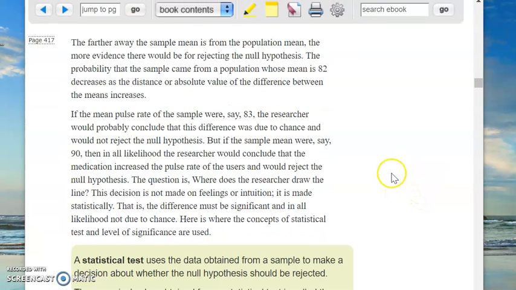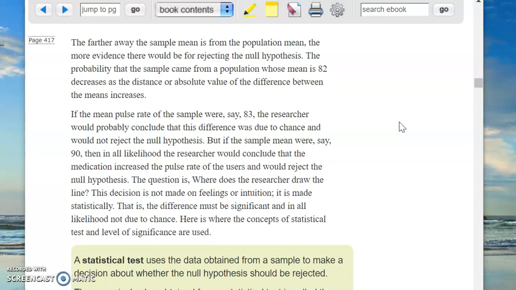This has been done a million times in science. They set up the test, they do the experiment, and then they decide whether it meets the requirements or not. Here's an example using that pulse rate business again. If it's 83, you'd say, well, that's not enough.